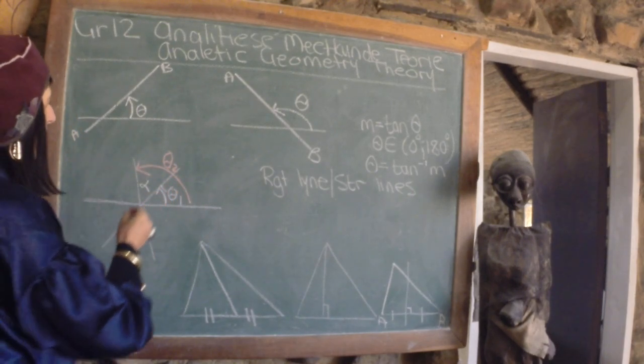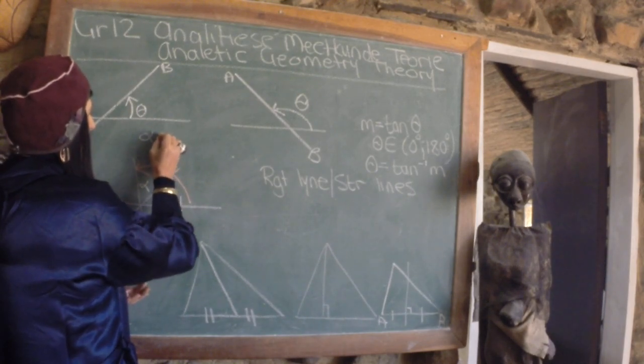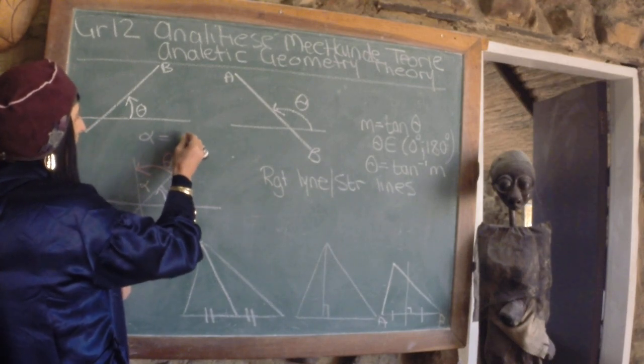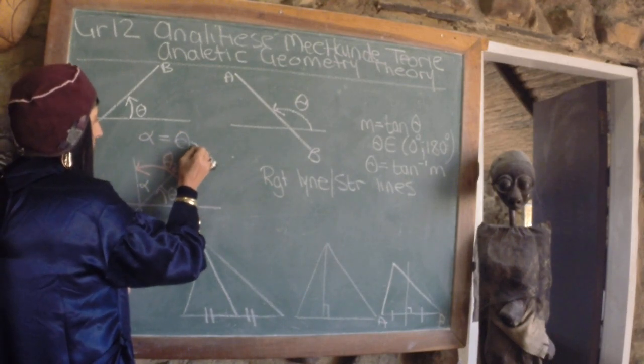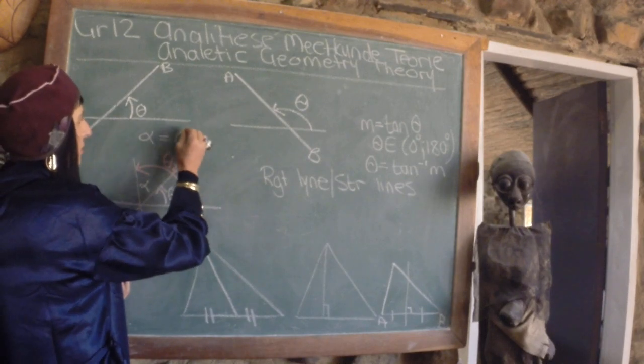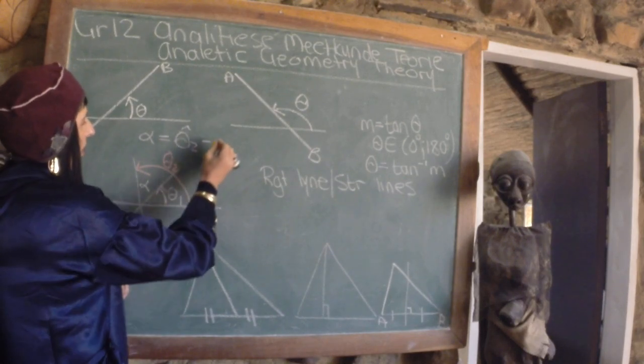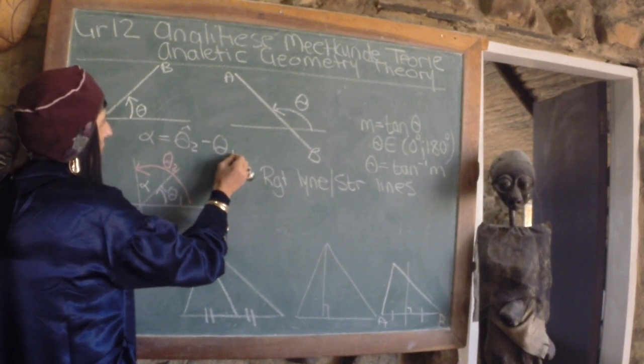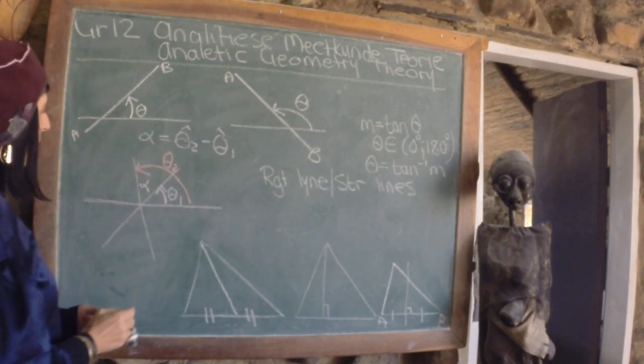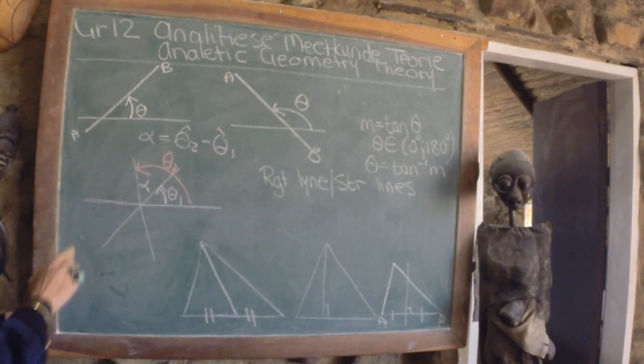And then you can determine alpha by simply subtracting theta 1 from theta 2. So that's it, baie maklik om vir alpha te gaan uitwerk deur net te sê alpha is dan hierdie lyn se inklinasiehoek minus daai lyn se inklinasiehoek en dan kry jy die hoek tussen twee lyne. So please remember that, very very important.